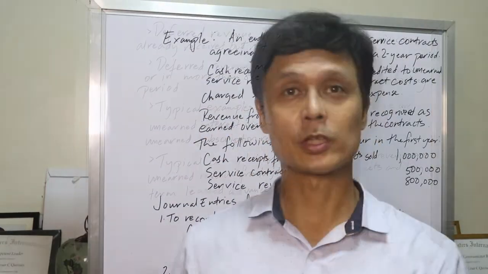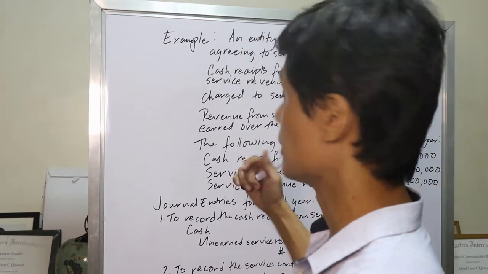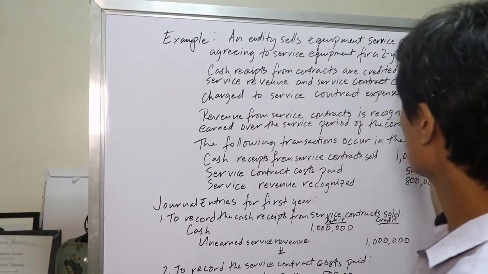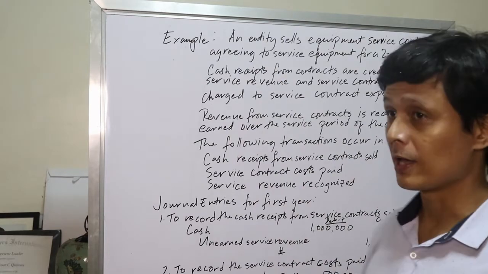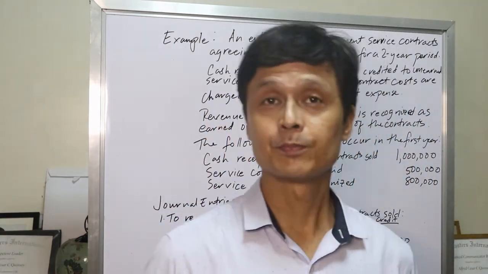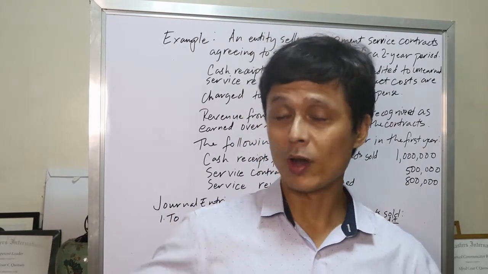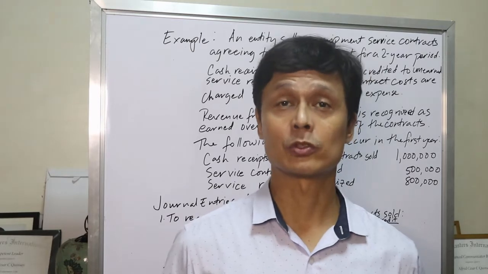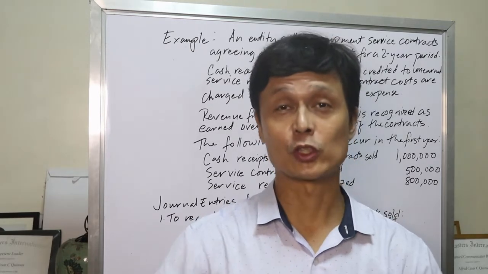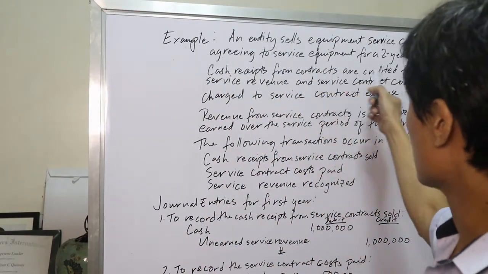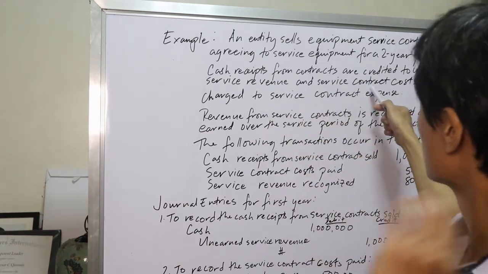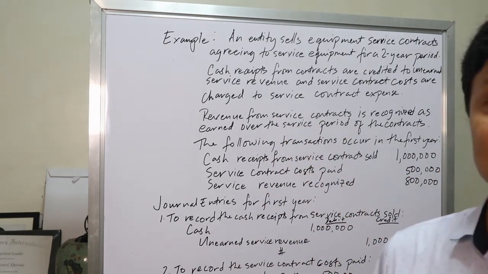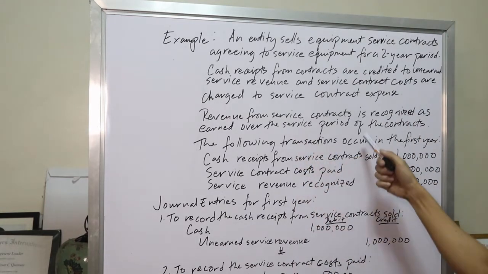Let's take an example here for these liabilities. Let's take up a service contract, an unearned service contract. An entity sells equipment service contracts, agreeing to service equipment for a 2-year period. So they sold equipment to the customer, and there is a warranty, or that service contract, so just in case the customer returns it to have it repaired, they will do that without any fee. So those are the service contracts. Cash receipts from contracts are credited to unearned service revenue and service contract costs are charged to service contract expense. Revenue from service contracts is recognized as earned over the service period of the contracts.